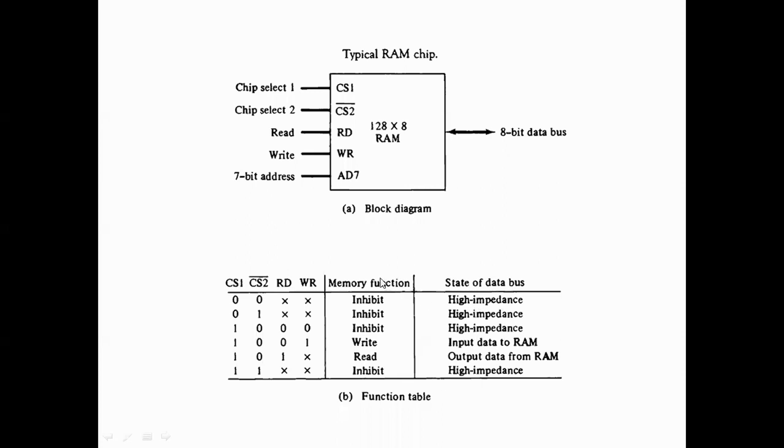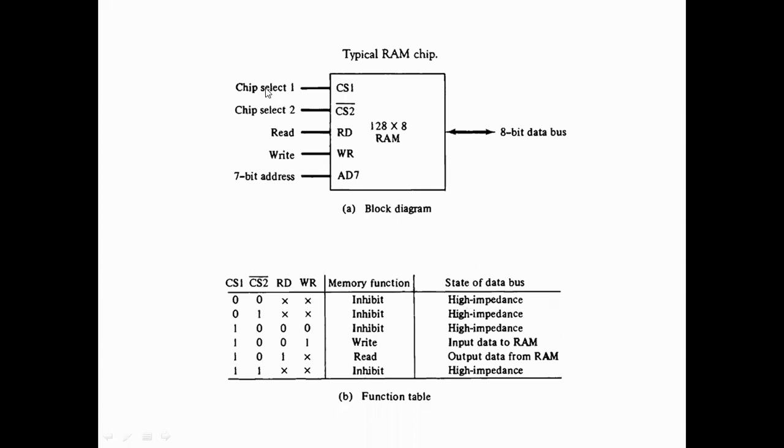So obviously, whenever this is 0 0, 0 1 or 1 1, this chip will not be selected, and if the chip is not selected, the data bus should not carry anything. So that is why we write high impedance here, meaning the data bus in these conditions does not carry anything.